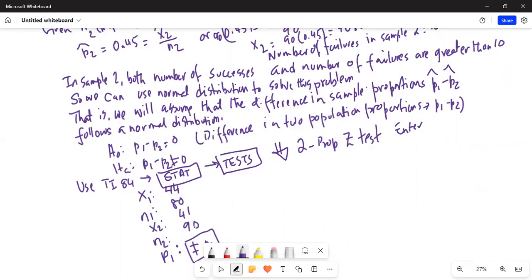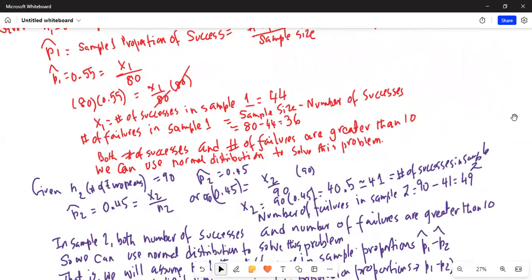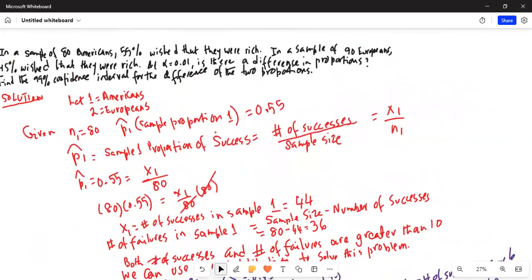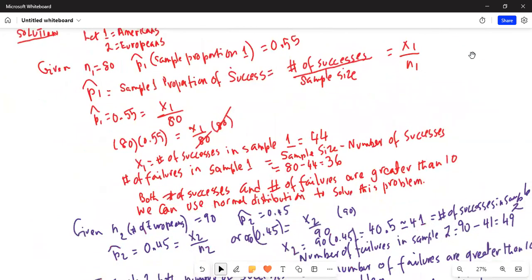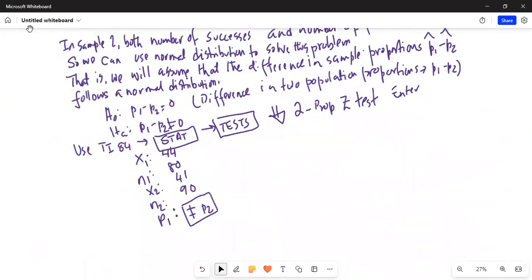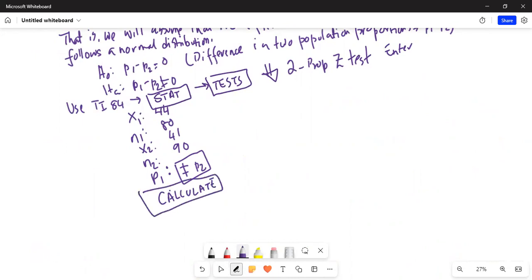Okay, so let me create some space. But before I do that, I want to make sure I remember the alpha. I believe the alpha was 0.01. Okay, at alpha equal to 0.01. So after this, we calculate. So we bring the cursor on calculate. We'll get a test statistic and a corresponding p-value.